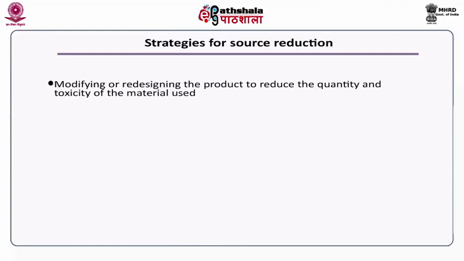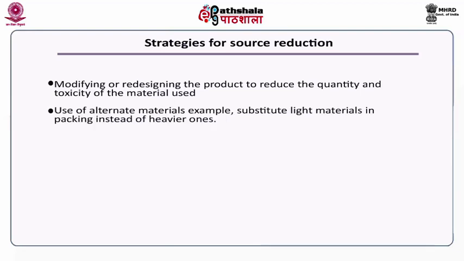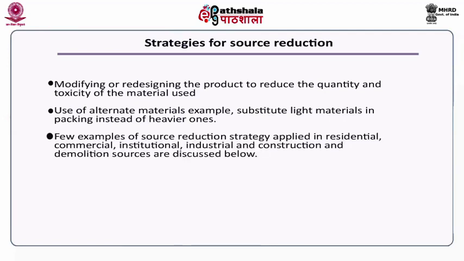Six, modifying or redesigning the product to reduce the quantity and toxicity of the material used. Seven, use of alternate materials, for example, substituting lighter materials in packaging instead of heavier ones. The source reduction strategy can be applied in a residential, commercial, institutional or industrial area and even in construction and demolition sources. Now, we will see some examples.